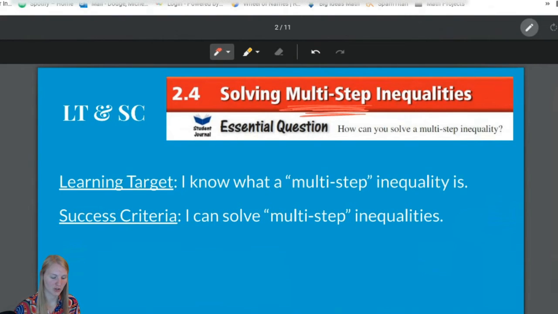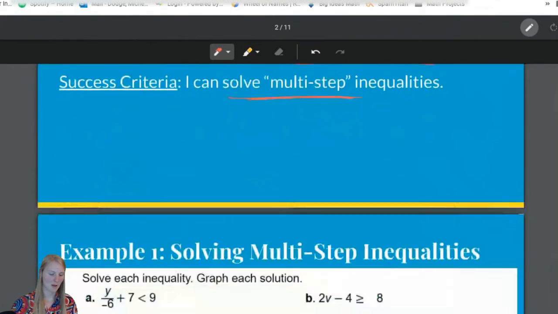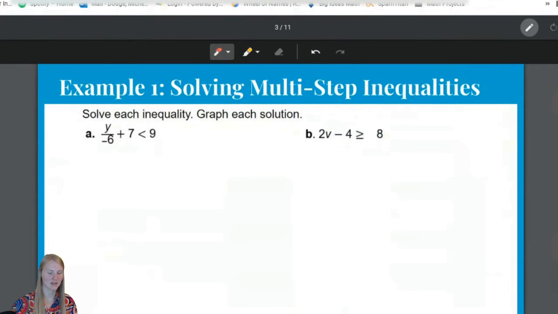So you want to know what a multi-step inequality is, that's the learning target, and you want to be able to solve multi-step inequalities. That's the success criteria. A multi-step inequality is exactly what it sounds like. It has multiple steps to solve it. And they're very, very similar to multi-step equations. So, let's jump right into it.